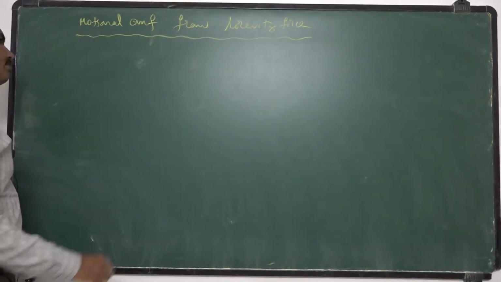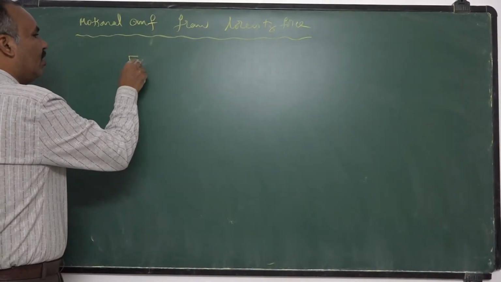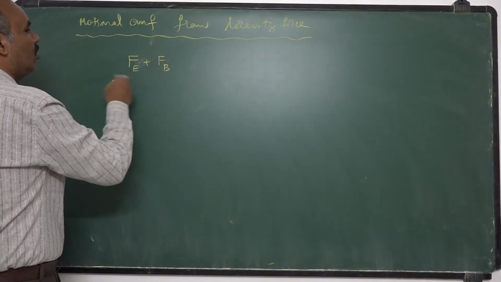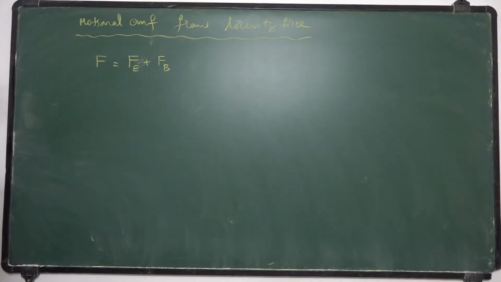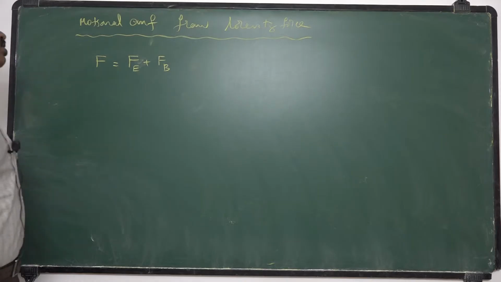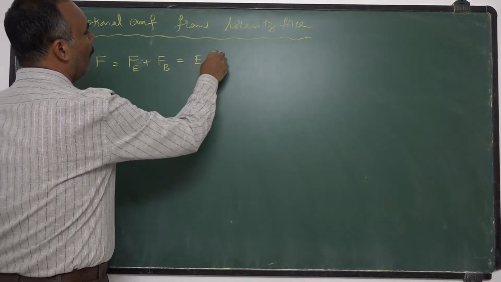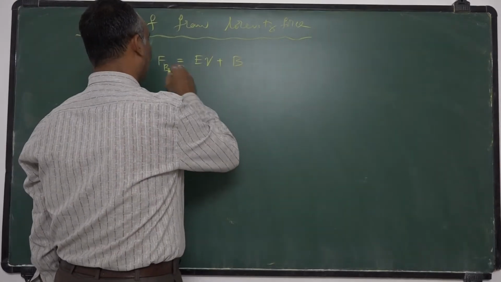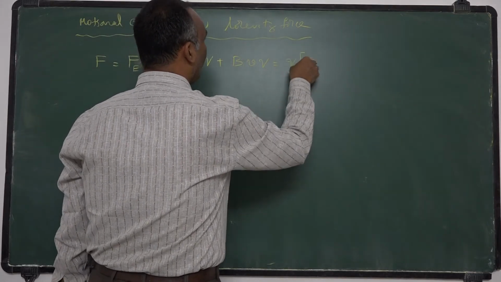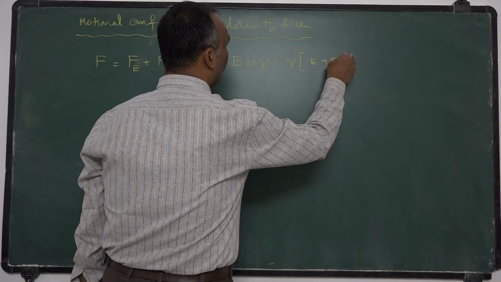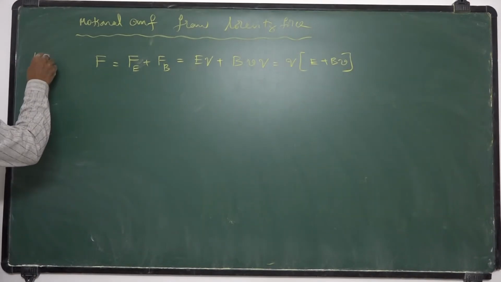Earlier we discussed there are two forces: force due to electric field and force due to magnetic field. The combination of these two forces is the net force experienced by the charged particle, and this force is called the Lorentz force. Electrical force is given by EQ, magnetic force is given by BVQ. So Q into (E plus BV) will be the expression for Lorentz force.